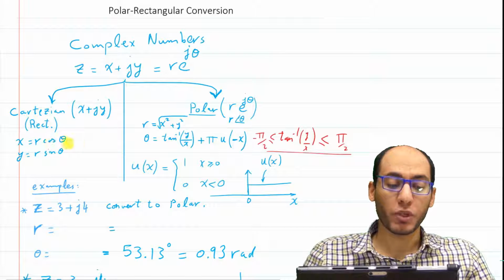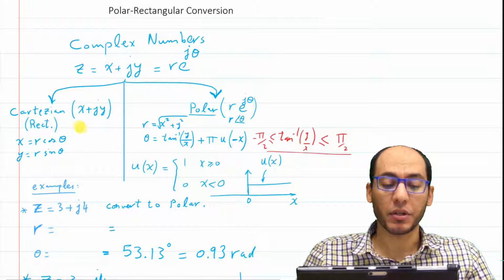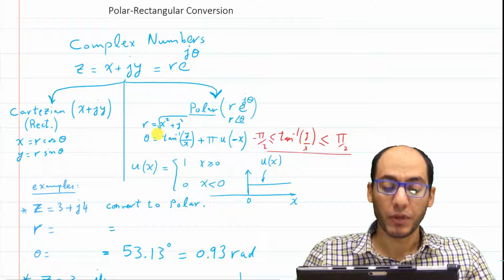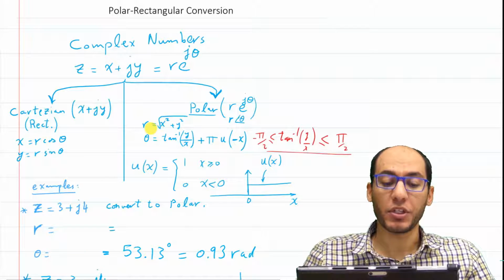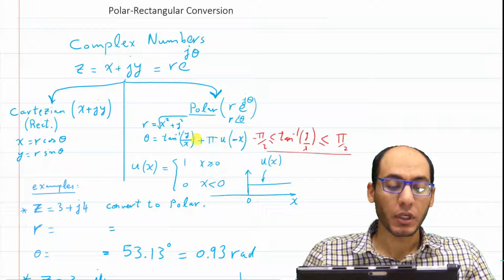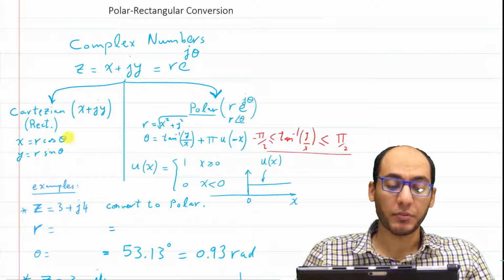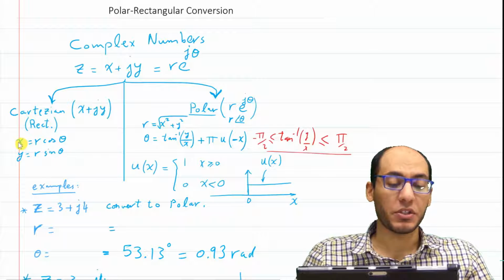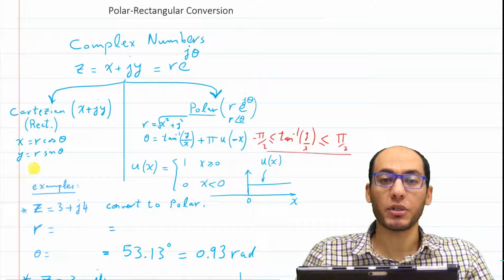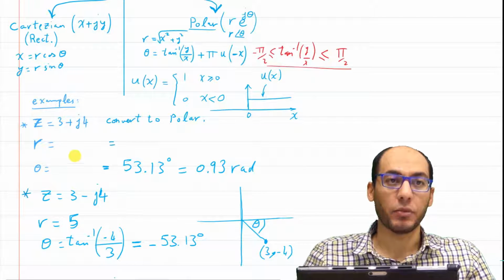The way to convert from one to the other is this: if you are given Cartesian and you'd like to convert to polar, you need to find the values of r and theta. r is equal to the square root of x squared plus y squared, and theta is equal to tan inverse of y over x, plus another term that I'm going to explain later on. If it is given in polar form, so you already have r and theta and you need to find x and y, then x is equal to r cosine theta and y is equal to r sine theta. Let's take an example.